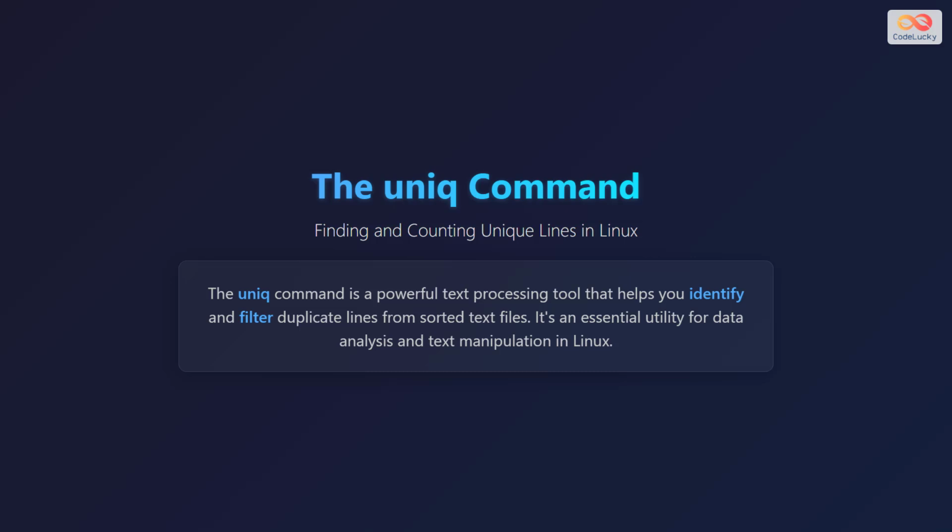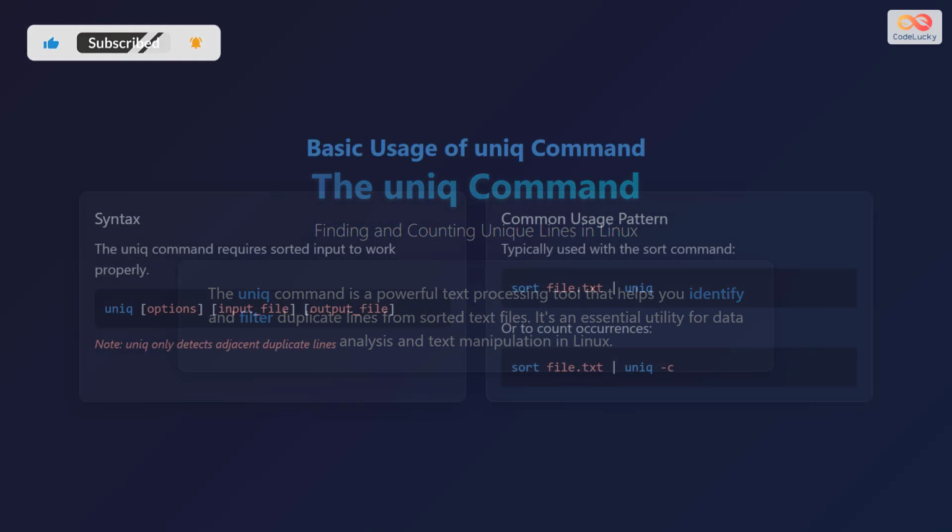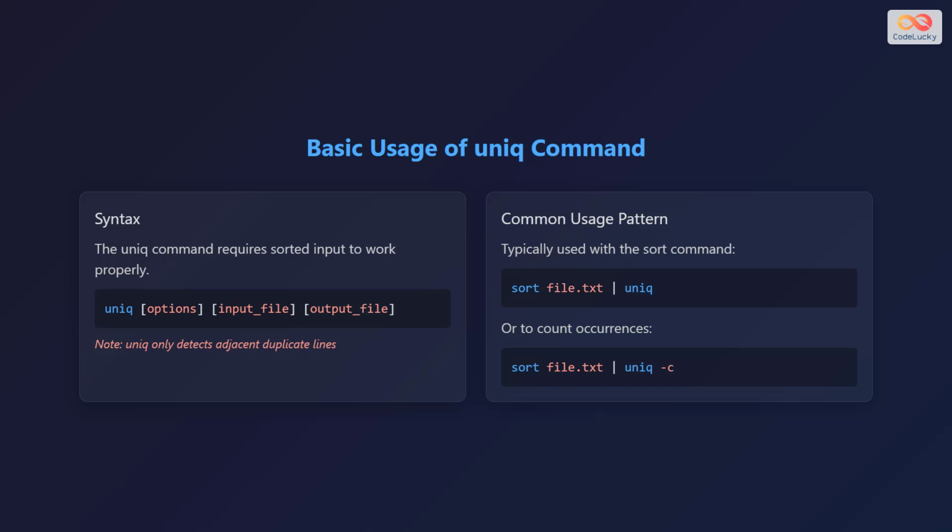The Uniq command is a powerful text processing tool that helps you identify and filter duplicate lines from sorted text files. It's an essential utility for data analysis and text manipulation in Linux. The Uniq command requires sorted input to work properly. The syntax is Uniq, followed by options, then optionally the input file and output file.